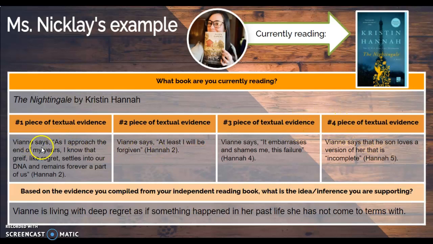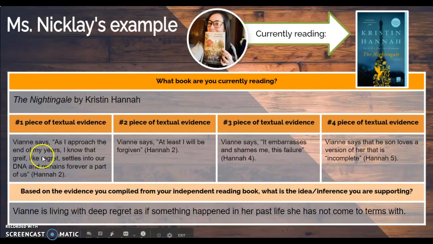But notice, Vianne says, "As I approach the end of my years, I know that grief, like regret, settles into our DNA and remains forever a part of us." Okay, next one. Vianne says, "At least I will be forgiven." Text evidence 3. Vianne says, "It embarrasses and shames me, this failure." And then lastly, text evidence 4. Vianne says that her son loves a version of her that is incomplete.